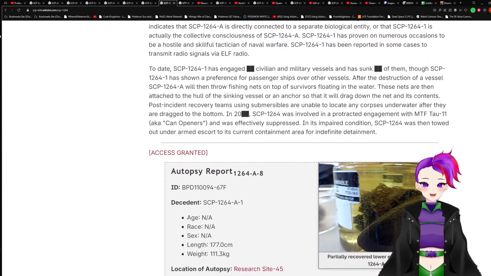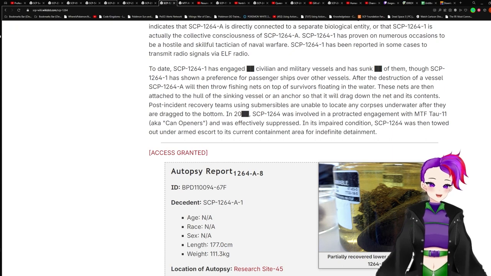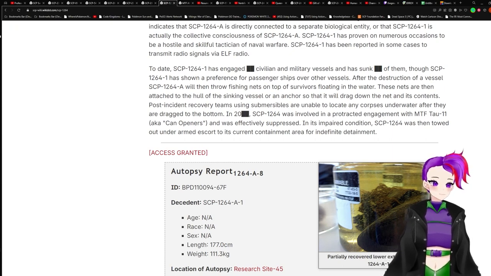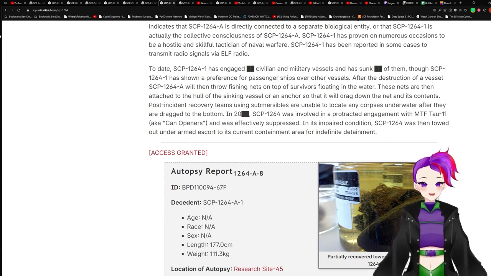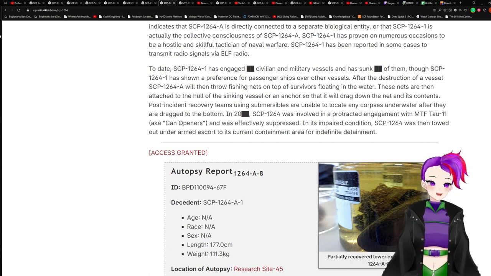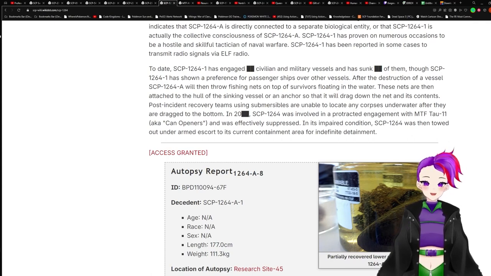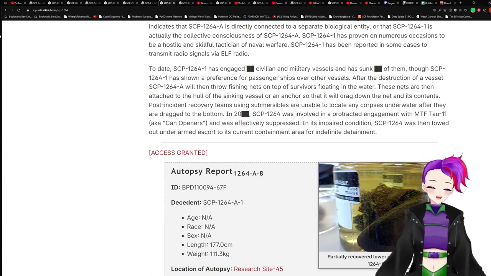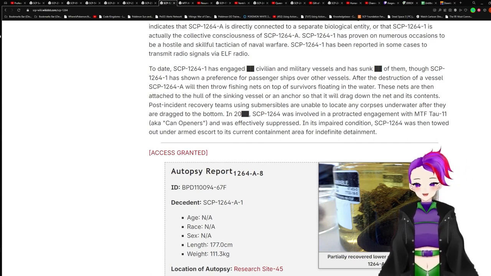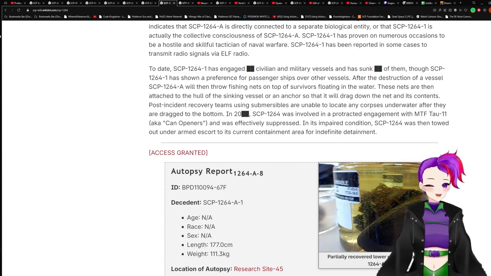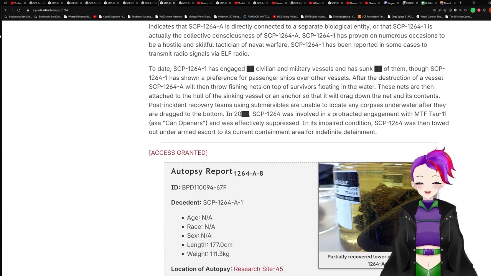To date, Dash 1 has engaged [redacted] civilian and military vessels and has sunk [redacted] of them. Dash 1 has shown a preference for passenger ships over other vessels. After destruction of a vessel, Dash A will then throw fishing nets on top of survivors floating in the water. These nets are then attached to the hull of the sinking vessel or an anchor so that it will drag down the net and its contents. Post-incident recovery teams using submersibles are unable to locate any corpses underwater after they are dragged to the bottom.